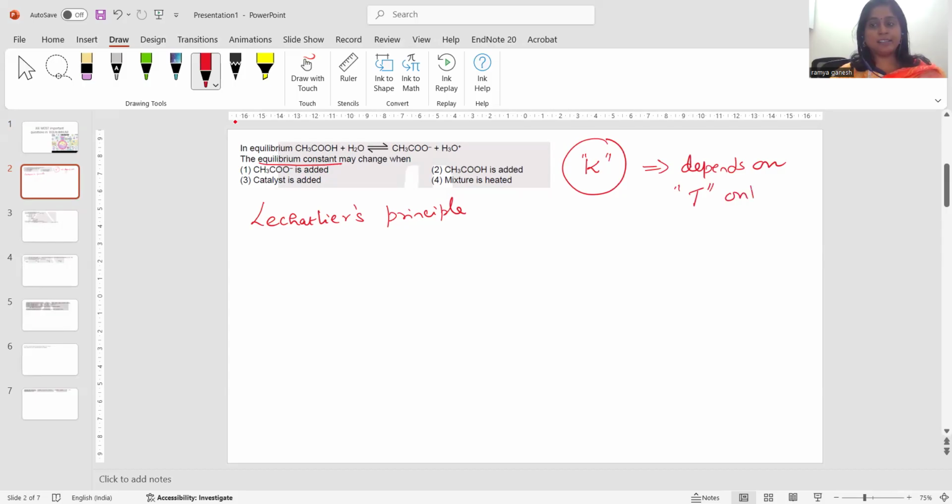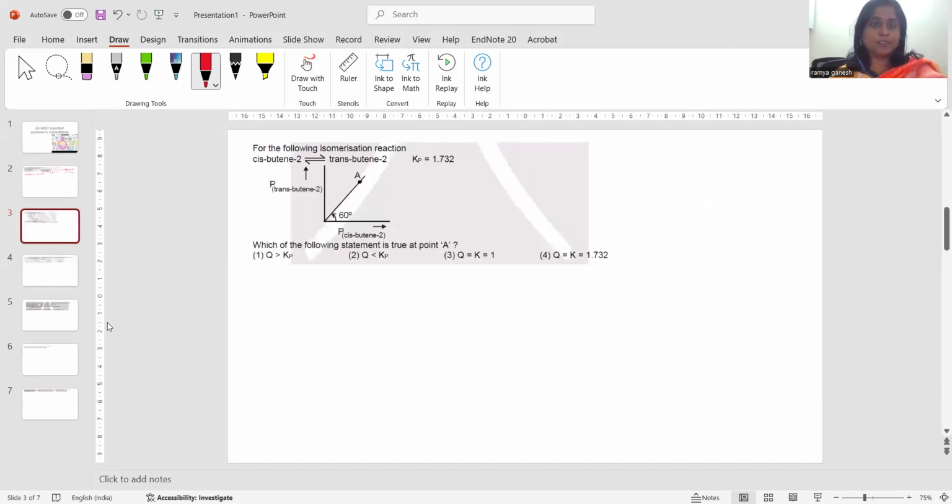temperature only. So among the four options, if acetate is added or catalyst is added or acetic acid is added, no change is going to happen. But what if the mixture is heated? Yes, temperature starts increasing. Definitely K has to change. So those who have selected this as your option, very good. Well done.